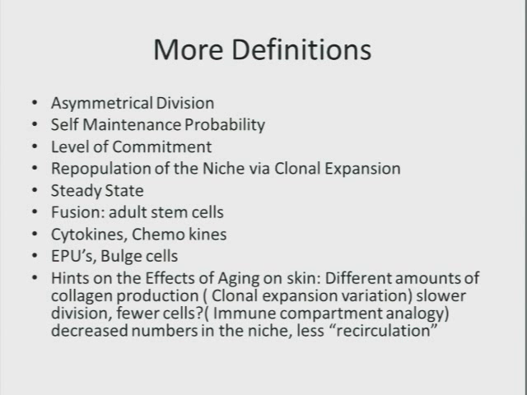The self-maintenance probability is something that changes as the stem cell becomes less stem-like. The more stem-like, the more it's able to reproduce itself. The less stem-like and the more it goes down that differentiation pathway, the less it can reproduce itself as a stem cell. It can't do that. At least we didn't think it could until we discovered induced pluripotent stem cells and something called recirculation, which I'm going to talk to you about. Recirculation is going to become a very, very important feature in skin stem cell behavior.